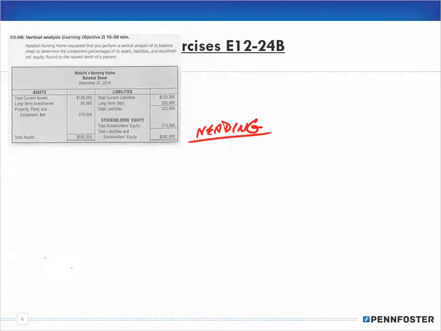Right, so in doing a vertical analysis, we need an amount, and we need a percentage. And what we're going to do here is we actually have to take all of these line items and recreate them in order to be able to do this work. So if I'm going to just abbreviate total current assets, right?